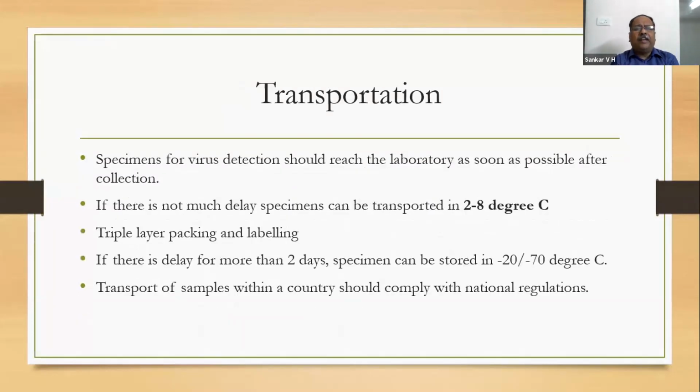The specimen for virus detection should reach the laboratory as soon as possible after collection. If there is not much delay, specimens can be transported at 2 to 8 degrees centigrade. We transport in an ice pack, with triple layer packing and proper labeling. For a few minutes or hours, you can store in a simple fridge itself. But if there is a delay of more than 2 days, the specimen can be stored at -20 or -70 degrees centigrade, which is not applicable to us because we have enough lab facilities in most of our places.